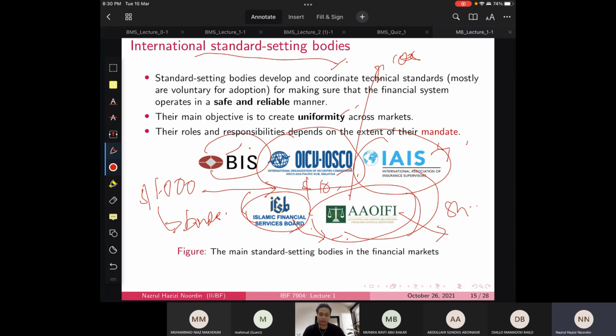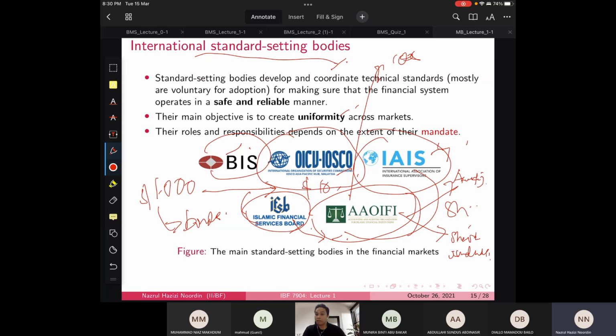No, no. They have two groups of standards. They have accounting standards. They have governance standards. They have many standards, right? And also they have Sharia standards as well, right? So they produce accounting and Sharia standards, right?